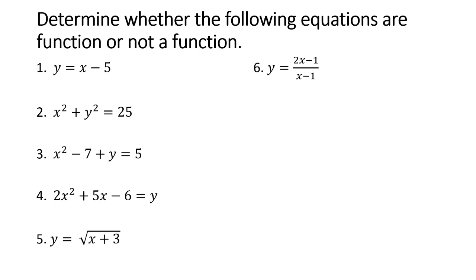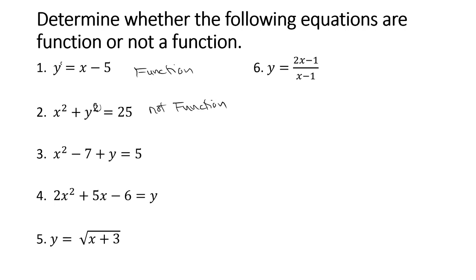All right, so if we're going to determine this one, number one, this is a function, because y has only one exponent, or y is raised to 1 rather. Next, number 2, we have here x squared plus y squared equals 25. We're going to take a look at the exponent of y. It is squared, so this is not a function. Not a function.